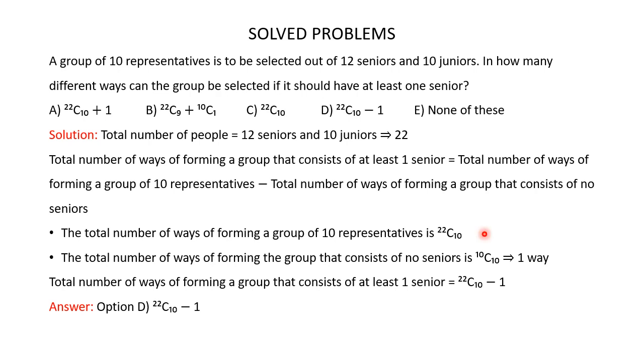Now substituting these two values in the formula here, we get the total number of ways of forming a group that consists of at least one senior is equal to 22C10 minus 1. So the correct answer is option D, 22C10 minus 1.